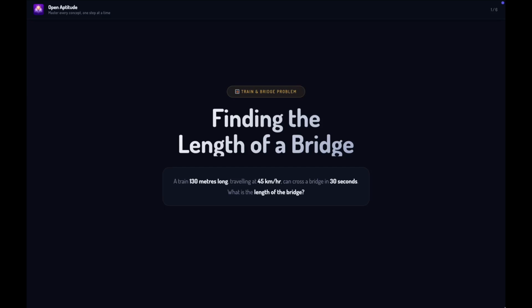In this video, we are going to tackle a classic train and bridge problem. Here is the scenario. A train 130 meters long is traveling at 45 kilometers per hour and it crosses a bridge in 30 seconds. Our goal is to find the length of the bridge. Let's break this down step by step.